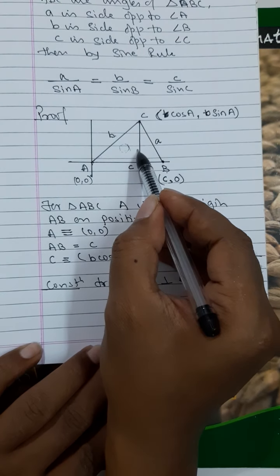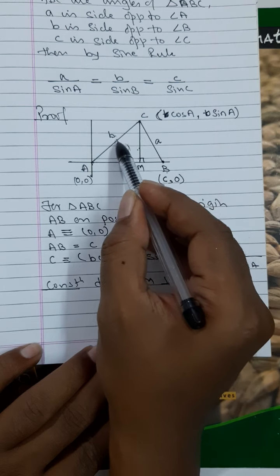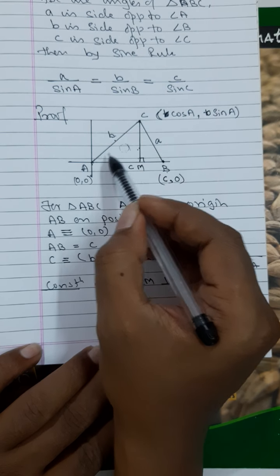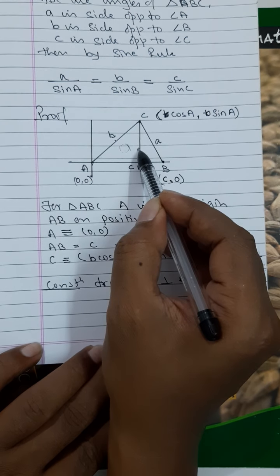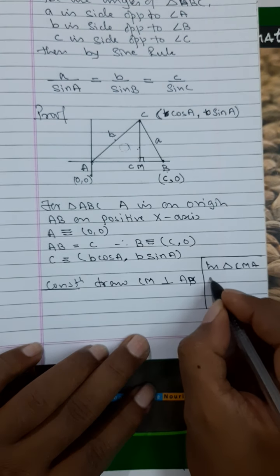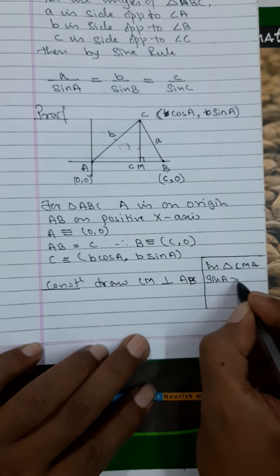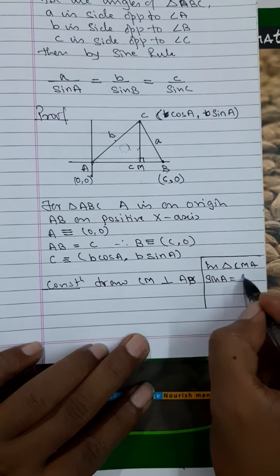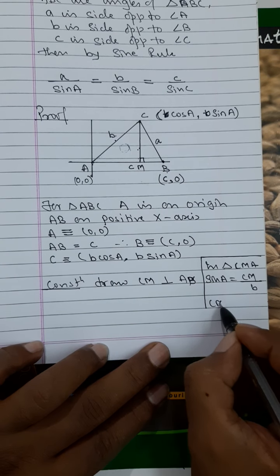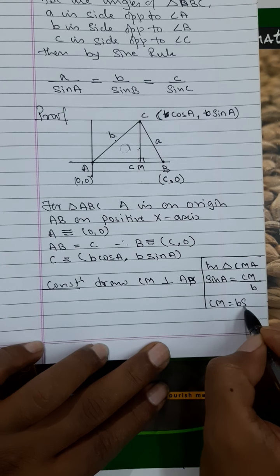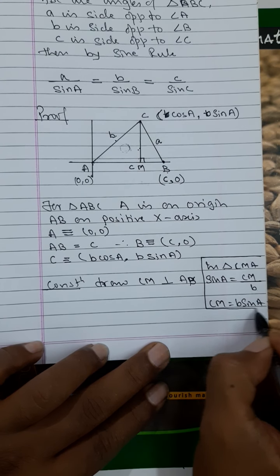I have to find CM and I know the hypotenuse. Corresponding to A, this is opposite side upon hypotenuse. So I will write sine A is equal to CM upon hypotenuse, which is B. Therefore CM will be equal to B sine A. This is how you will be getting it.